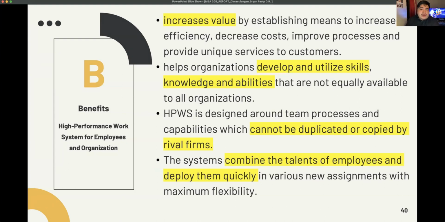Okay, now what are the benefits of having a high performance work system? Of course, it increases value by establishing means to increase efficiency, decrease costs, improve processes, and provide unique services to customers. This also helps organizations in developing and utilizing skills, knowledge, and abilities that are not equally available to all organizations. HPWS is designed around team processes and capabilities which cannot be duplicated or copied by rival firms. And lastly, this system combines the talent of employees and deploys them quickly in various new assignments with maximum flexibility.